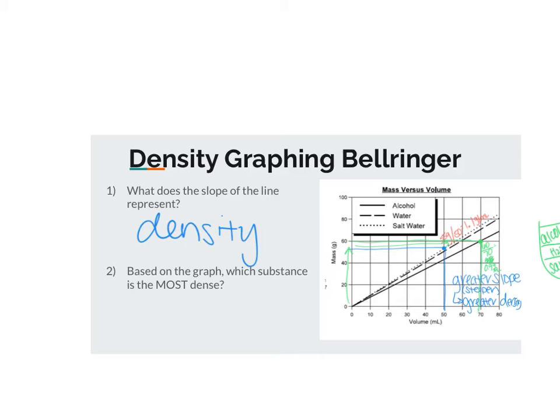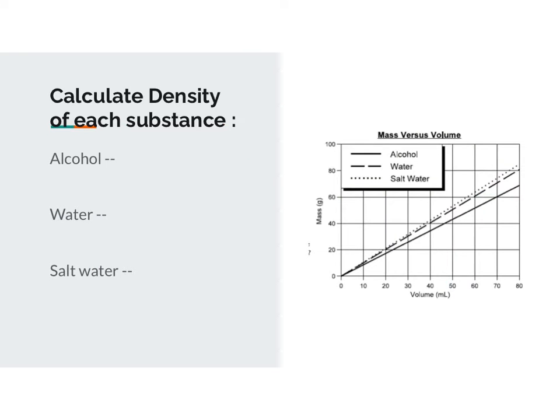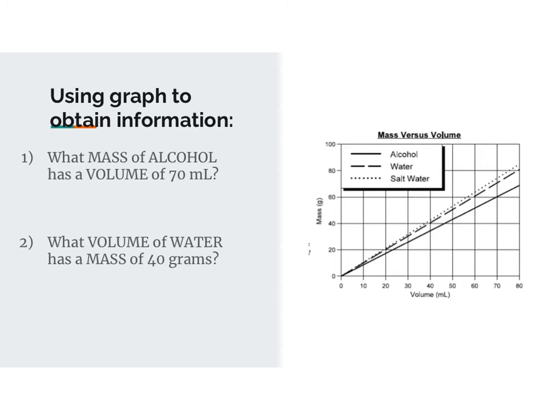1.1. Did we flippy floppy? Oh, you're right. That's 0.9. I did the one for salt water. You're right. All right, let's take a look at the next one. So we got the calculations of the density. We did our rise over run on the other one. So that call was good.